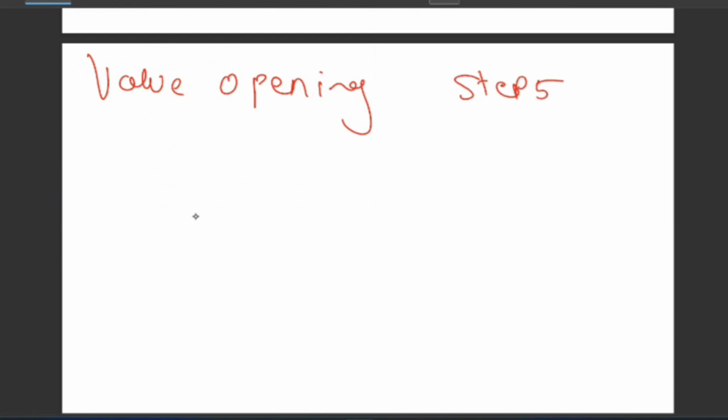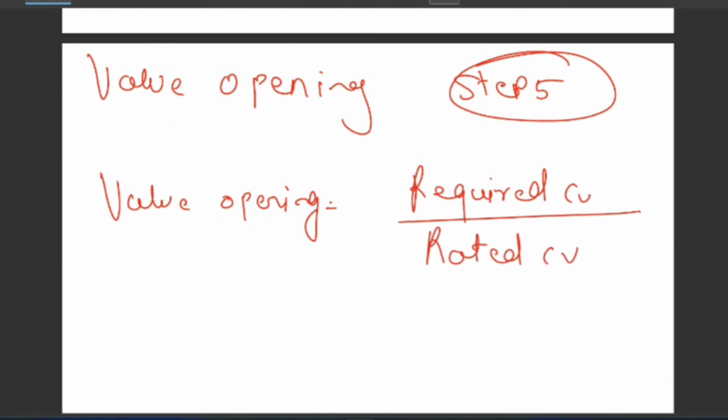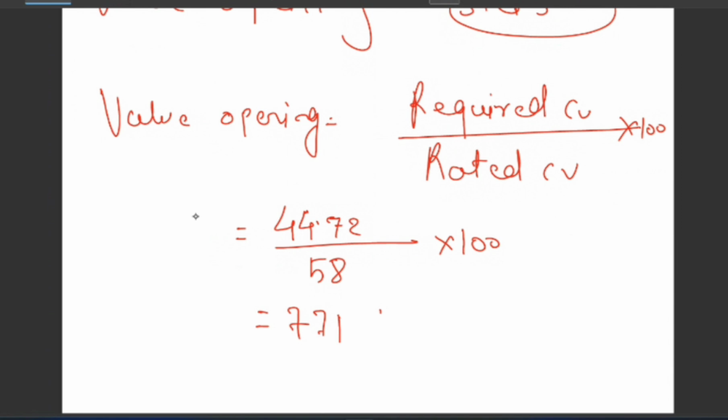And this is our step 5. This is extremely important for us. Like what should be the opening of the control valve. So valve opening is equal to required CV divided by rated CV into 100. So required was 44.72 and the rated was 58, into 100. Just cross check it. So I got 77.1%. This is the required valve opening and this is the formula.